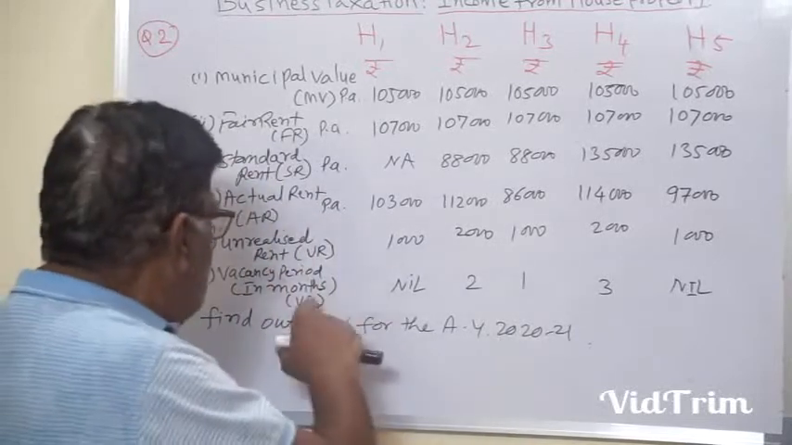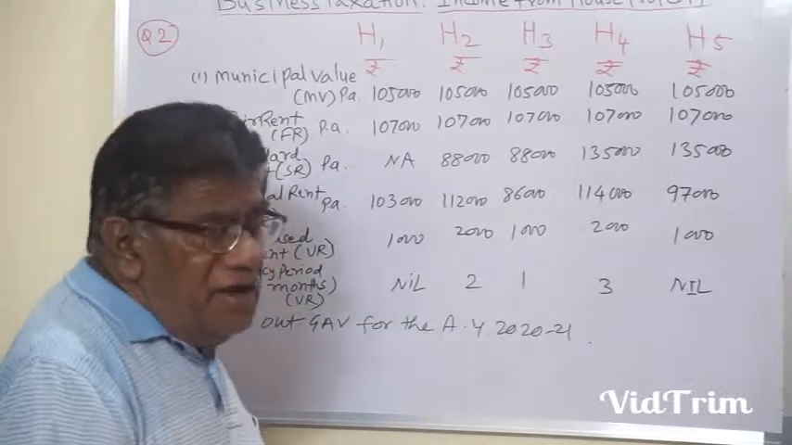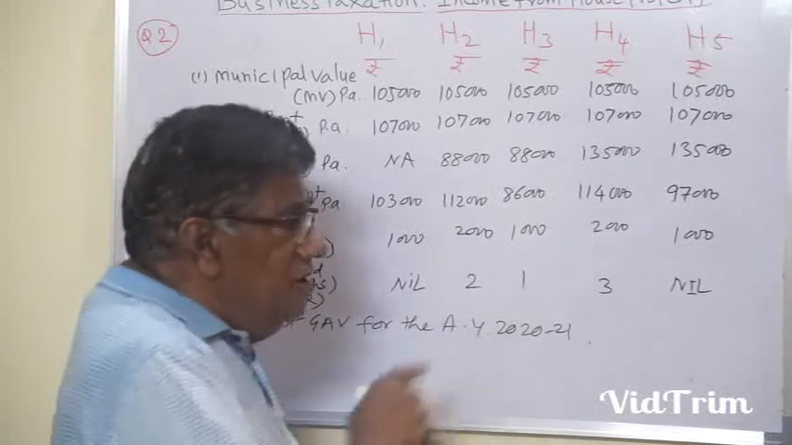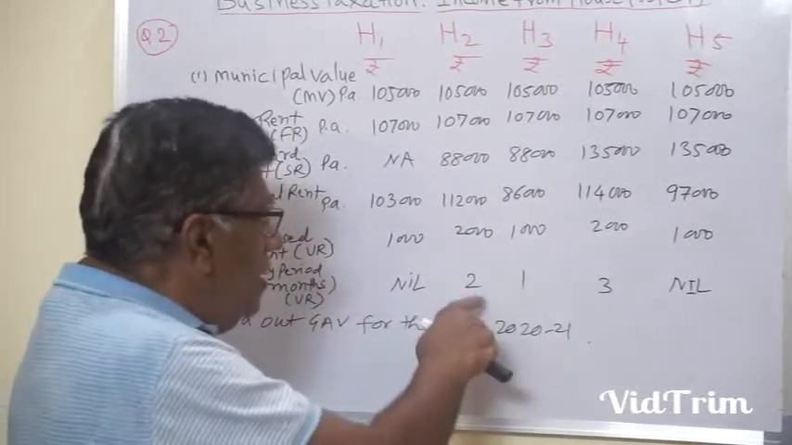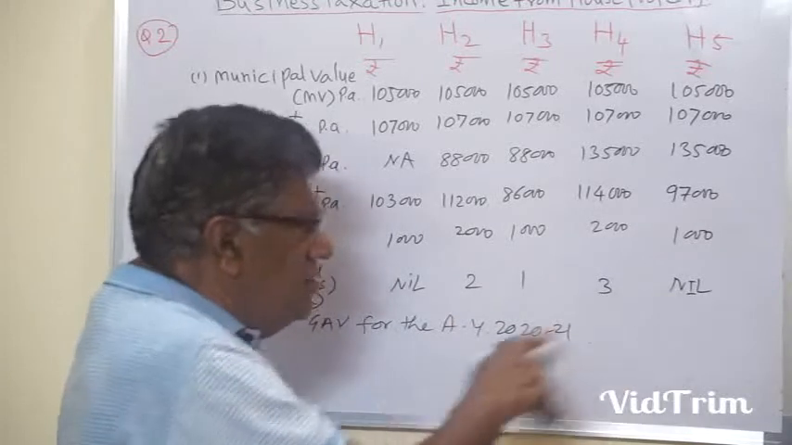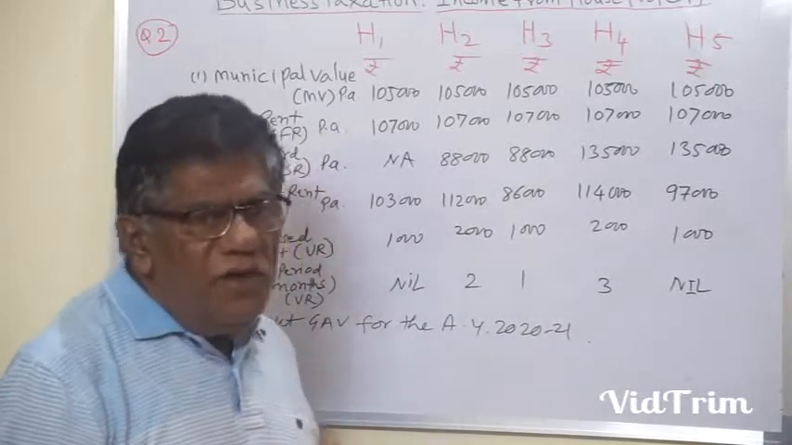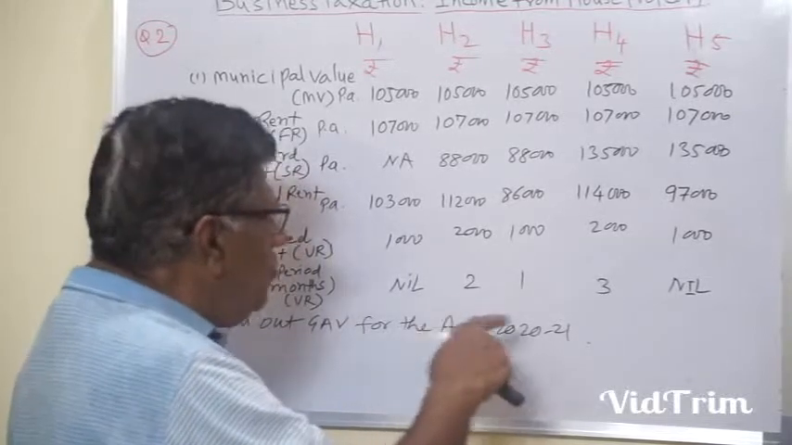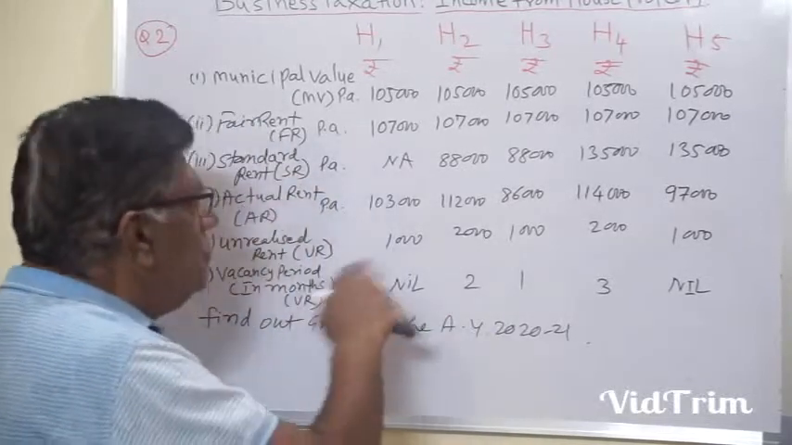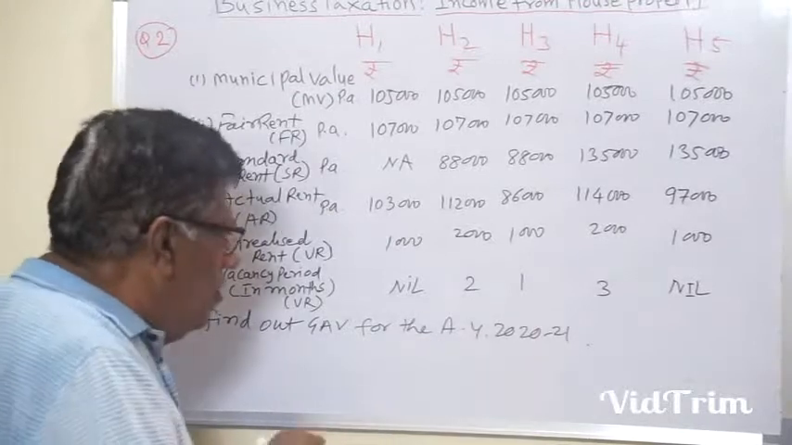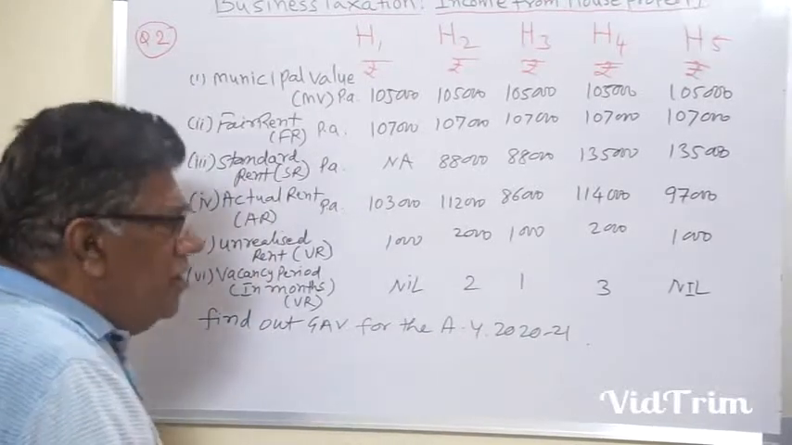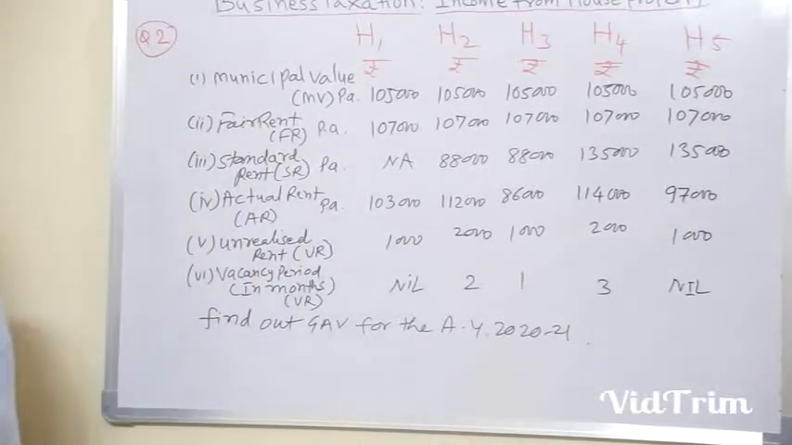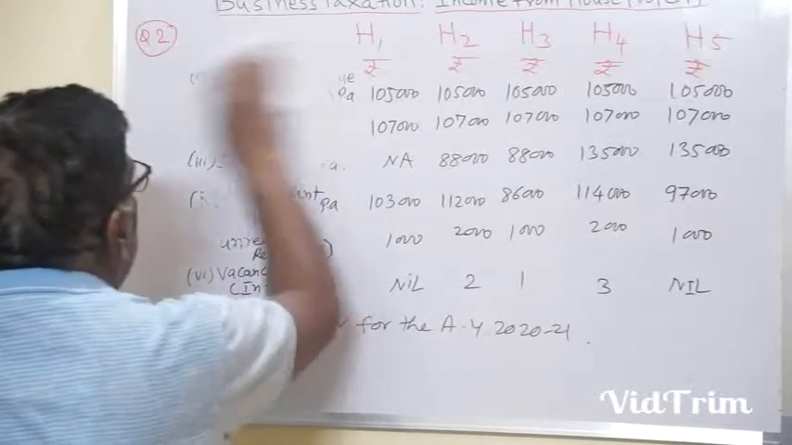But in case of vacancy period rent, the house was completely vacant for the vacancy period, so there is no question of claiming the rent. In this way, the changes take place. So we will go for calculating gross annual value. Now, set up.